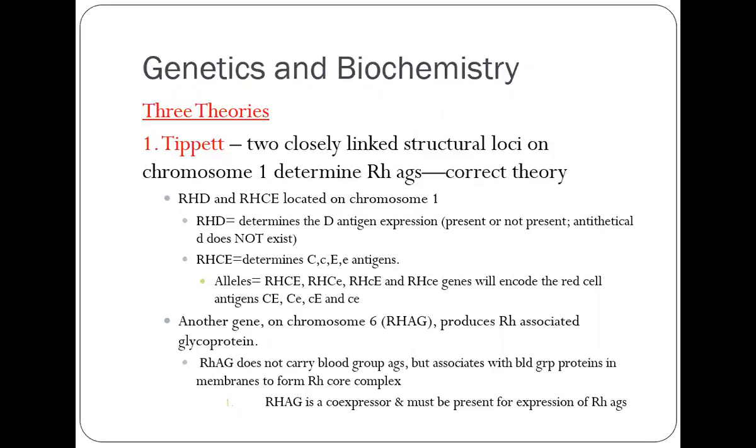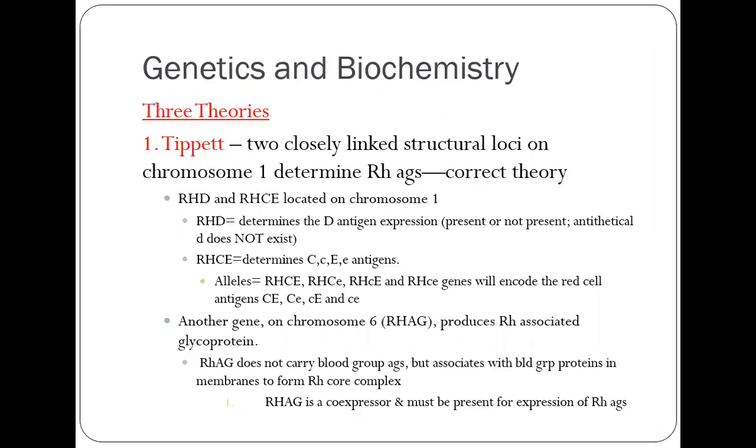Another gene that was identified on chromosome 6 is known as the RHAG gene, and it produces an Rh-associated glycoprotein. So RHAG doesn't carry any specific blood group antigens, but it associates with blood group proteins in membranes to form the Rh core complex. So you must have RHAG.